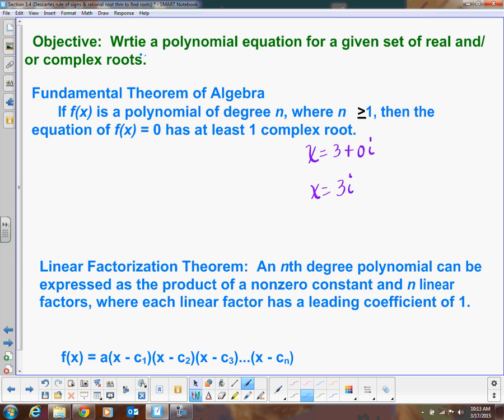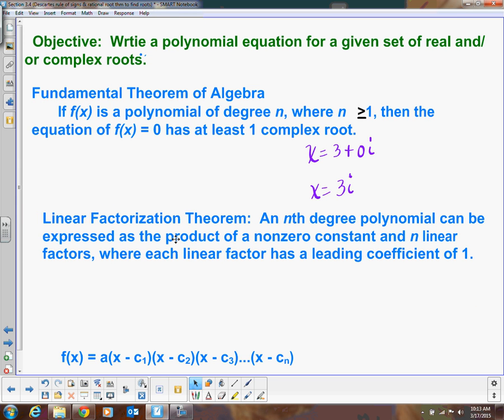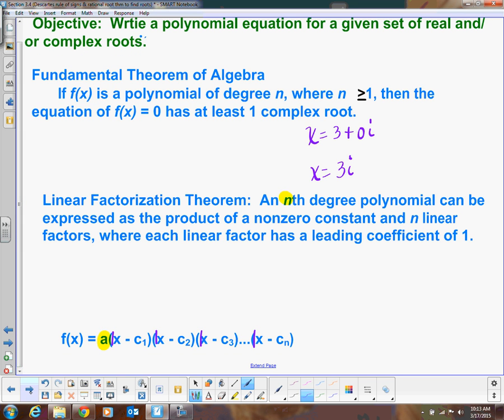All right. The linear factorization theorem says that an nth degree polynomial can be expressed as a product of a non-zero constant, that would be a, and n linear factors, because it's nth degree, where each linear factor has a leading coefficient of 1. So they're saying this is a 1, and this is a 1, and this is a 1. So that really doesn't help us yet either. But that a is important, okay?